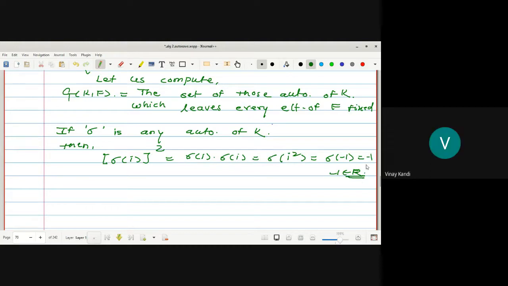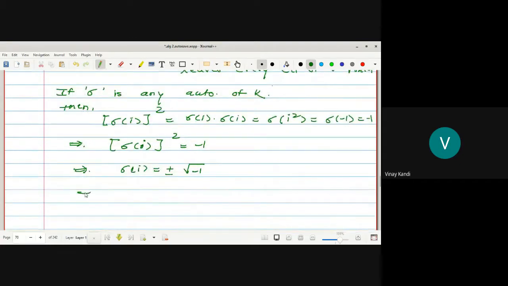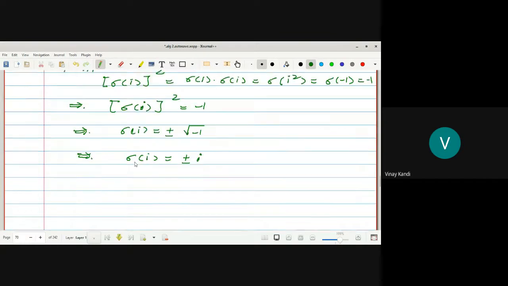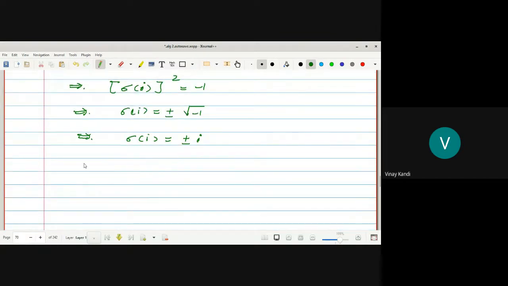Fixed. So this implies sigma of i squared is equal to minus 1. So this implies sigma of i is equal to plus or minus the square root of minus 1. So sigma of i is equal to plus or minus i. So here let sigma belong to G(K/F).